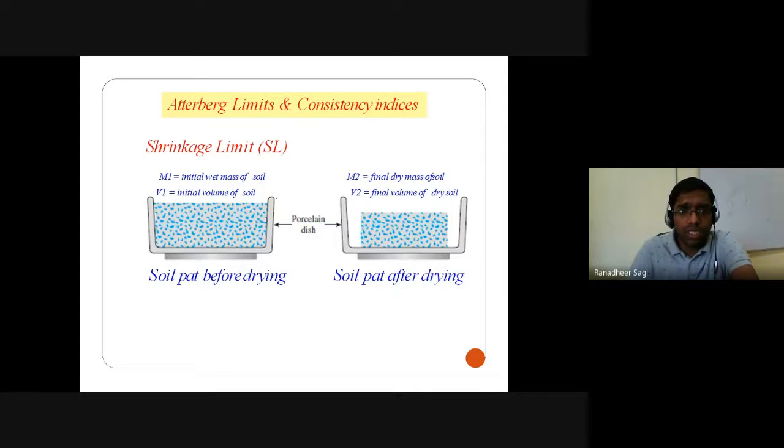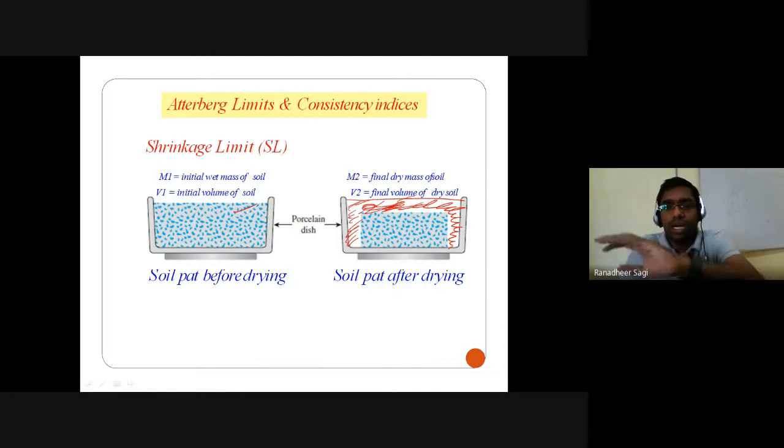So this is the cup into which your initial soil sample is placed, and upon drying you find that the volume of the soil is getting decreased, and into the remaining portion of this we are going to be filling it with mercury. How much quantity of mercury was filled into this particular cup I can measure, and then accordingly I can understand the corresponding decrease in volume of that particular soil sample.